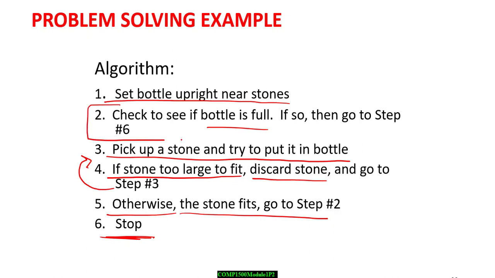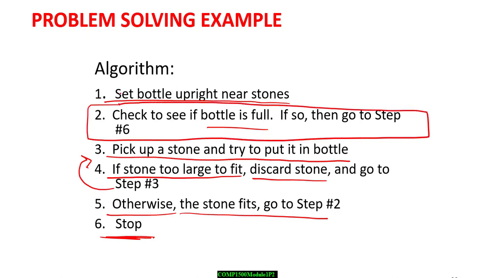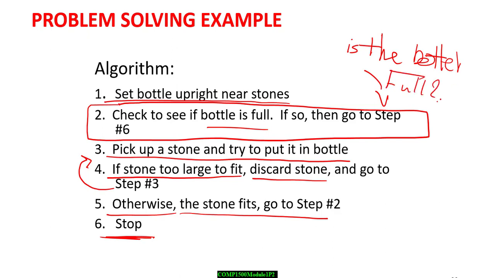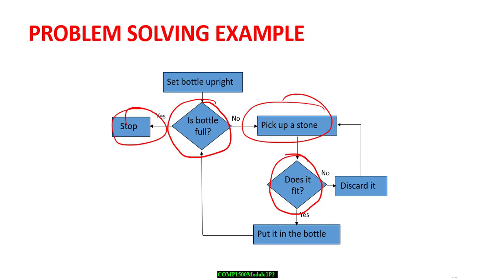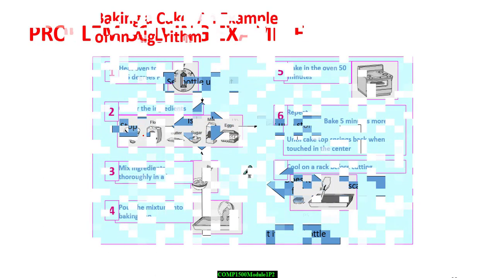So here in step number 2, we check. Here, is the bottle full? This is our main question, which is step number 2. Is the bottle full? Yes, go to step number 6, which is stop. If no, pick up a stone. Is the stone fitting in? If yes, put it in the bottle and go and check: is the bottle full or not? If no, discard it and go on. See, there is one starting point and one ending point for a flowchart.